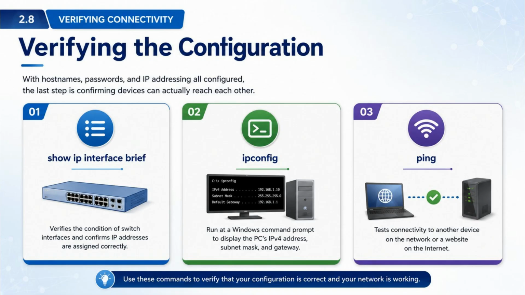3 verification commands to close the loop. Show ip interface brief confirms switch interface status and addressing. Ipconfig checks a Windows host's own IP settings, and ping tests actual reachability to another device or the internet. This is the everyday troubleshooting starting point. Have students run all 3 in Packet Tracer.